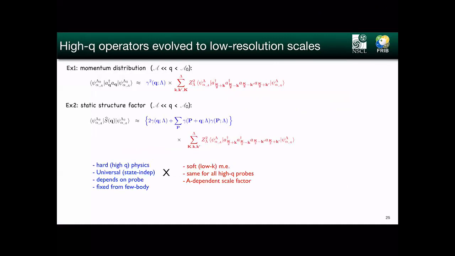So the hard physics in blue is universal. It's state independent. It does depend on what operator probe you're looking at, and it's fixed from few body physics. Whereas the stuff in red is soft. It only involves low momentum physics. It's the same for all high momentum probes, high momentum operators. And it carries all the A dependence of your problem. Okay.